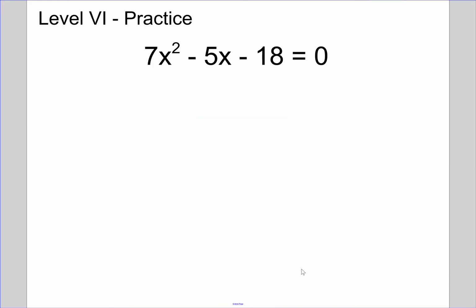All right, here's our next problem. Okay, again, take a second, pause, try it on your own, and then come back.